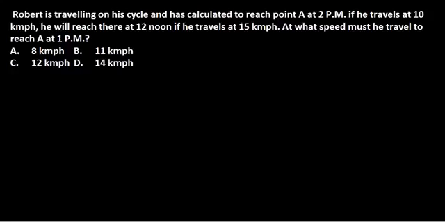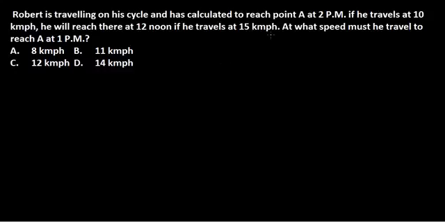Guys, now let's solve this problem. It sounds a little bit more complicated, but this is a very interesting problem. Robert is traveling on his cycle and has calculated to reach point A at 2 p.m. If he travels at 10 km per hour, he will reach there at 2 p.m. If he travels at 15 km per hour, he will reach at 12 noon. At what speed must he travel to reach point A at 1 p.m.?